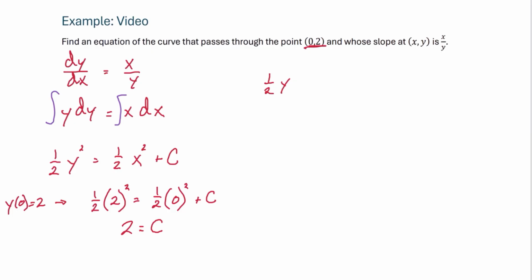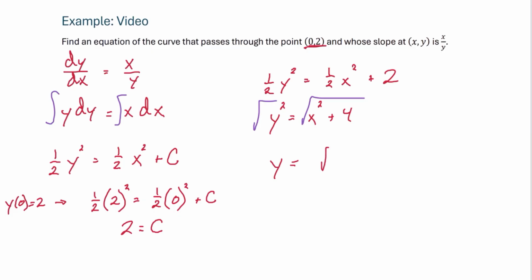Now using that, we'll plug that back into the equation we found from earlier. 1/2 y squared equals 1/2 x squared. C we will replace with 2. Now that we've replaced the constant, let's see if we can solve for y. We'll start by multiplying everything by 2. Y squared equals x squared plus 4. And then to solve for y, we need to take the square root of both sides. And y is equal to the square root of x squared plus 4.